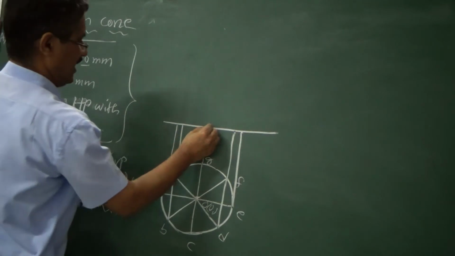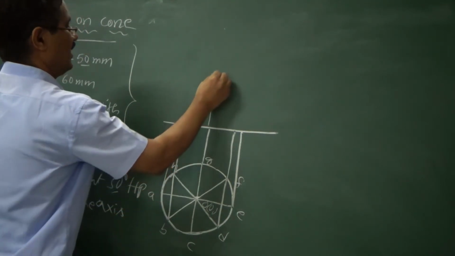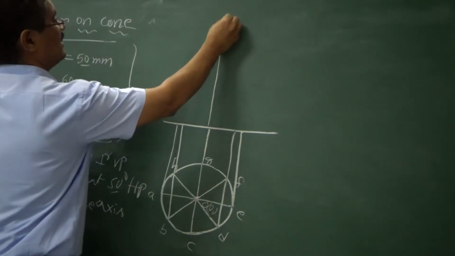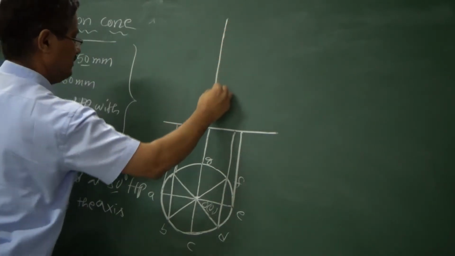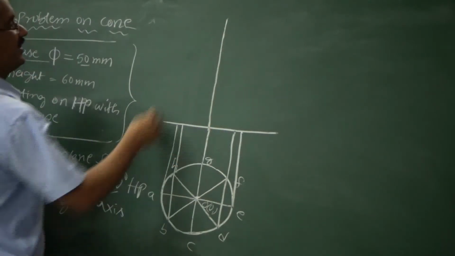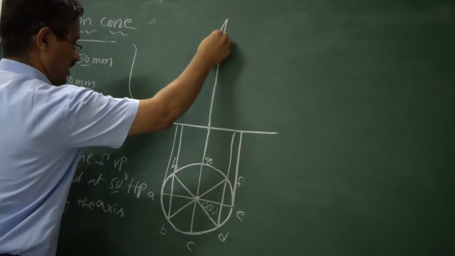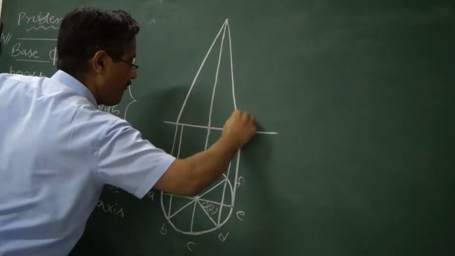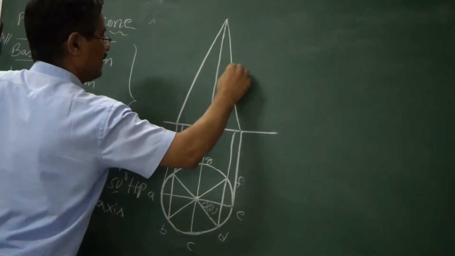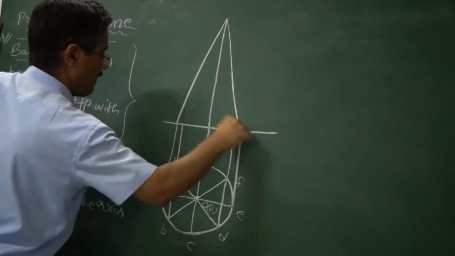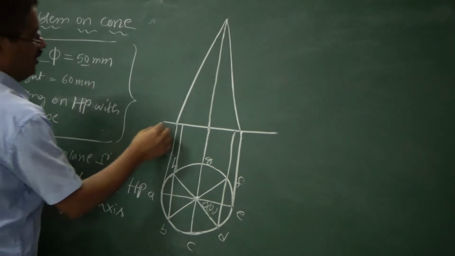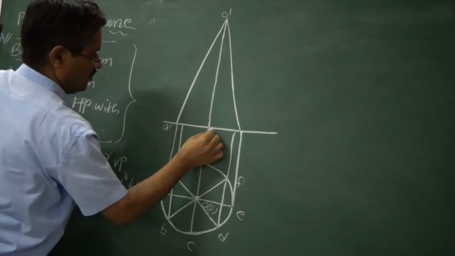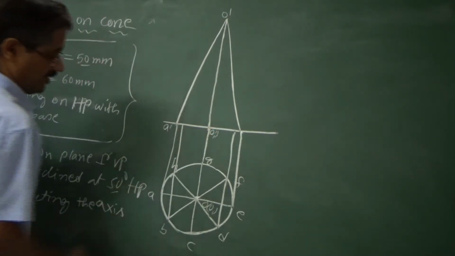So just rise the height here by a height equal to 60 mm. Just rise it up to 60 mm. That is a visible line because C is visible in this case. So just connect the boundary line. Now mark this as A dash and this as O dash.